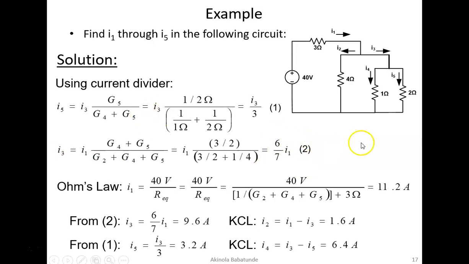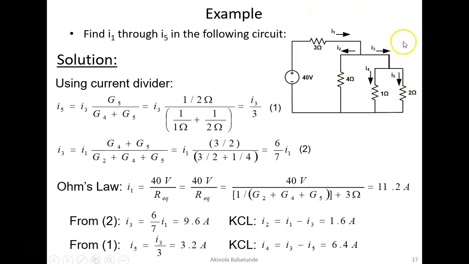So once you have obtained this, you can then go ahead and use Ohm's law to complete the entire circuit. What is our I1 according to Ohm's law? I1 according to Ohm's law will be equal to 40 over R equivalent. How is that? I1 is the current coming from the source. So using I equal to V over R, we can say I1 will be equal to the V we have, because we have only one source voltage here, which is 40 volts, divided by R, which will be R equivalent of this entire circuit.